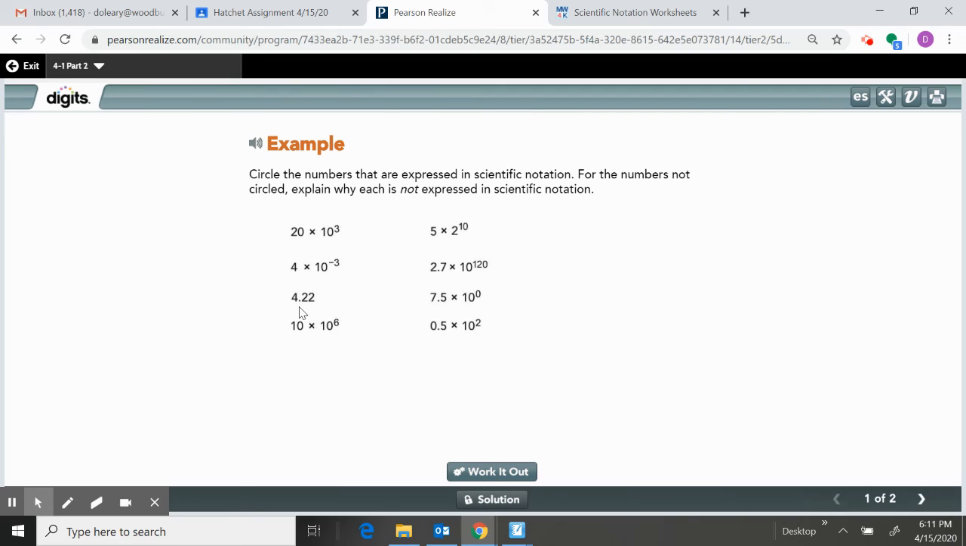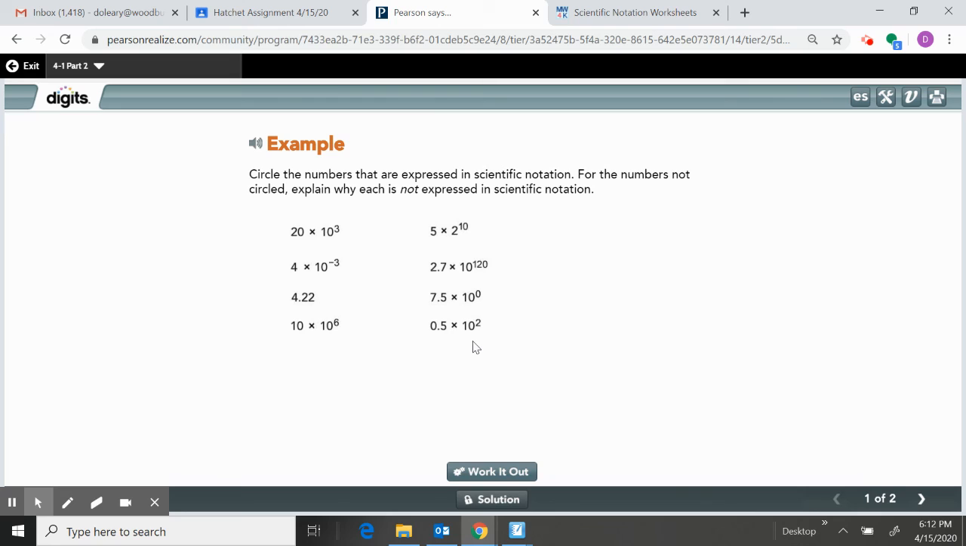4.22. Is that in scientific notation? No, it is not, because although this number, 4.22, is more than 1 and less than 10, it's not times a power of 10. 7.5 times 10 to the 0 power. Is that in scientific notation? Yes, because 7.5 is greater than 1 and less than 10, and it's raised to a power of 10. I don't care that the exponent is 0. You're allowed to have a 0 exponent. So we would say scientific notation. 10 times 10 to the 6th power? No, because remember, the number has to be less than 10. This is exactly 10.